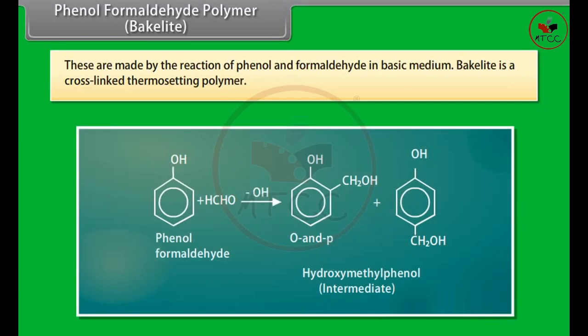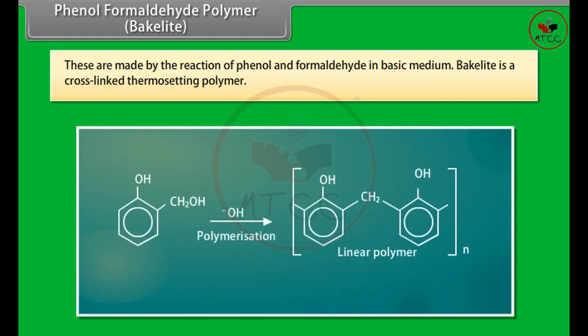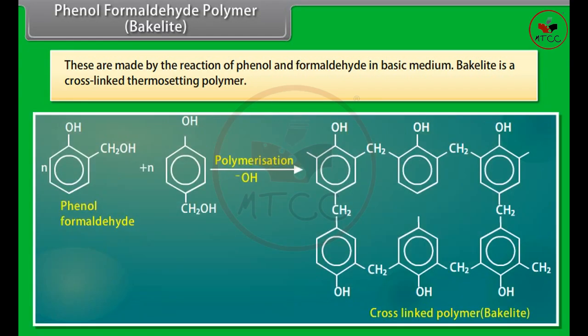Phenol formaldehyde polymer, bakelite. These are made by the reaction of phenol and formaldehyde in basic medium. Bakelite is a cross-linked thermosetting polymer.